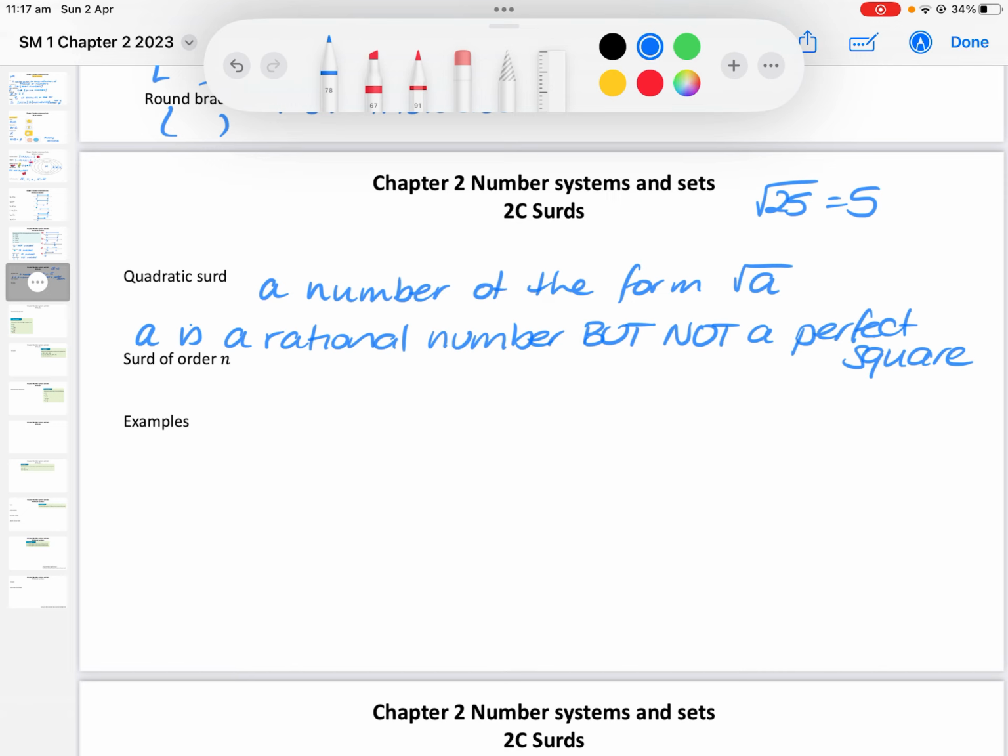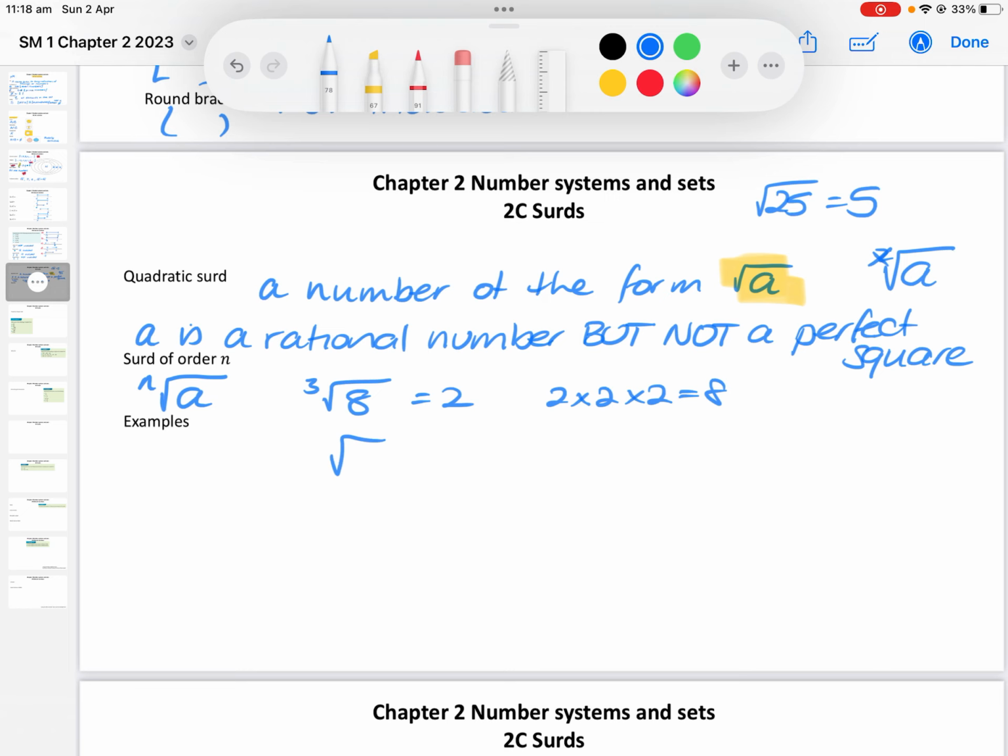And generally when we say a surd of order n, that means we can have an nth root here. So when we do one like this, that's an implied square root of a, but we don't put the 2 in because we know that it's just there. But if we wanted something like the cube root, so for example, the cube root of 8 is 2, because that's 2 times 2 is 4 times 2 is 8.